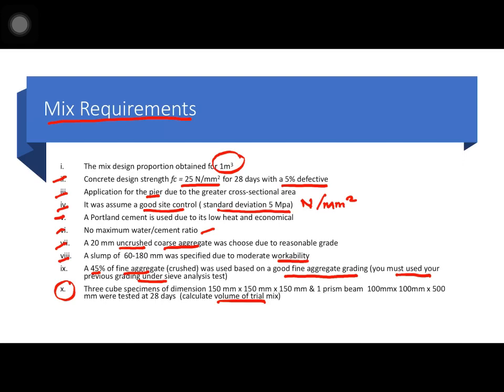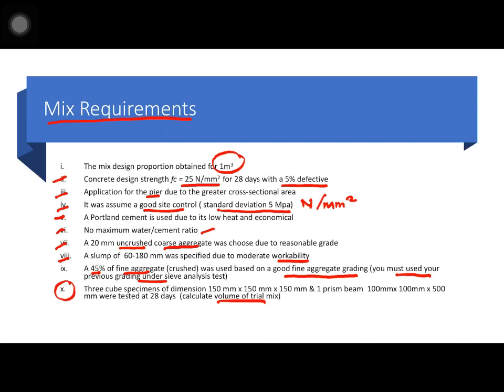And then here you need to calculate for 3 cube specimen, meaning that we're going to prepare the volume of concrete for 3 cube specimen of dimension 150 mm times 150 mm times 150 mm, and also 1 prism beam 100 mm times 100 mm times 500 mm were tested at 28 days.